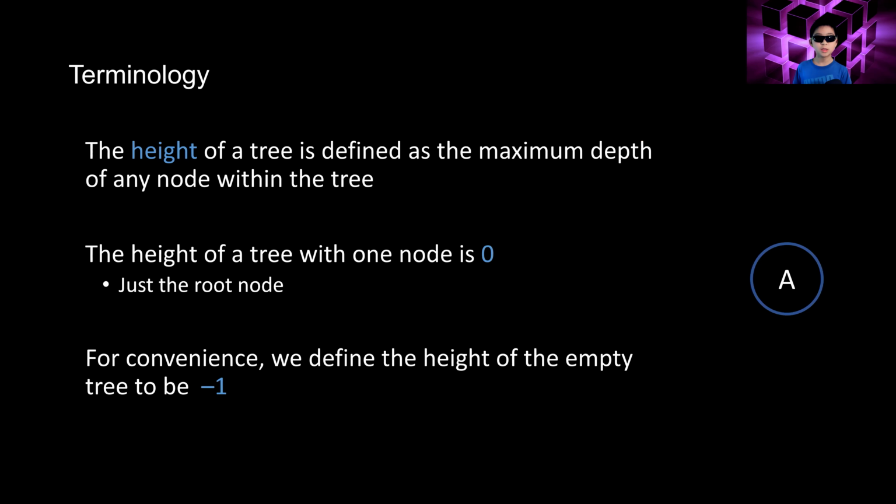The height of a tree is just the maximum depth that you can go from the root. For a tree with only one node, the height is 0 because there is no path going to any other node. For an empty tree, the height is defined as -1. This height value has no specific meaning, but we will see later this definition is convenient in implementing AVL trees.